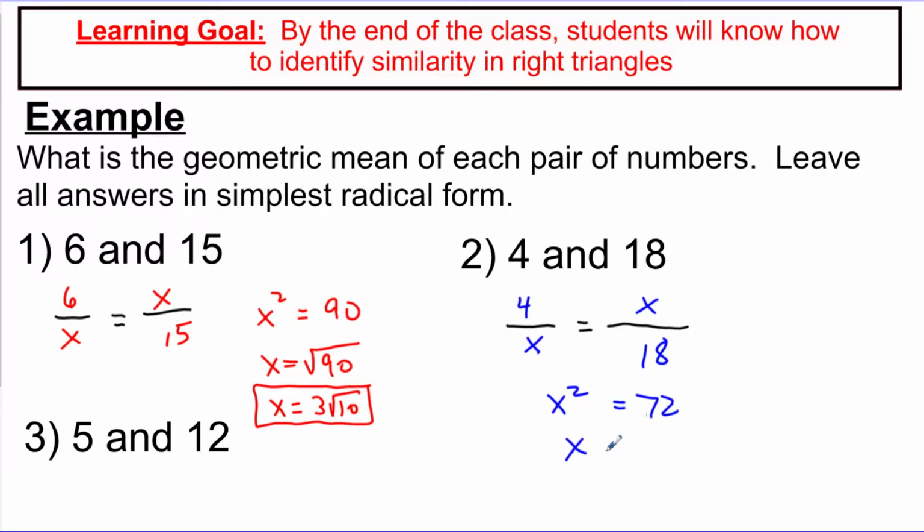So that means that if I square root both sides, x is equal to the square root of 72. And the square root of 72, if you simplify it, there's a 36, which is a nice perfect square in 72. So it's not the square root of 6, it's just going to be regular old 6 square root of 2. The square root of 36 is 6, square root of 2. So in this case, the geometric mean of 4 and 18 is 6 square root of 2.